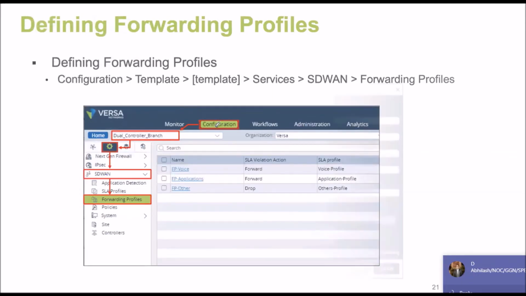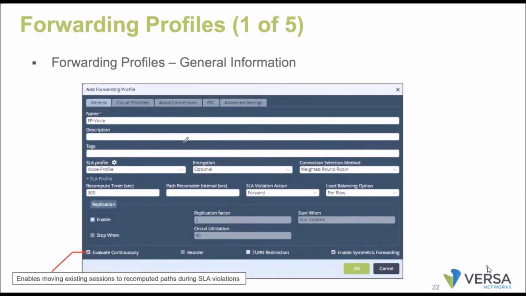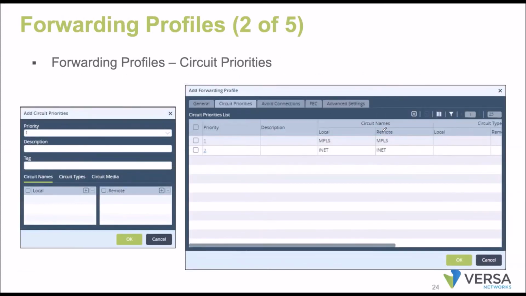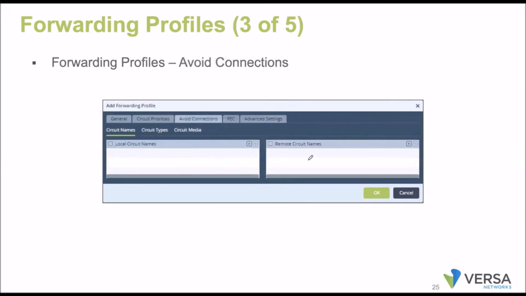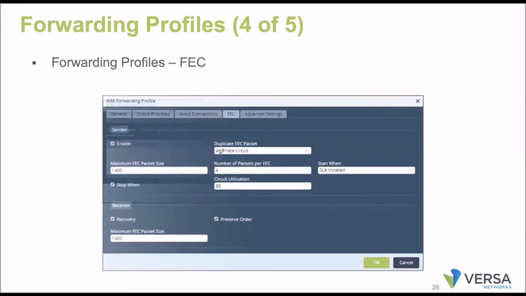You can select either all the static parameters or any of these checkboxes, so you can create the forwarding profiles based upon a requirement. You can start assigning all the parameters. In this example, we wanted to take MPLS as primary and internet as secondary. So we created priority 1 for MPLS and priority 2 for internet. If you wanted to avoid certain connections, you can make use of avoid connections.